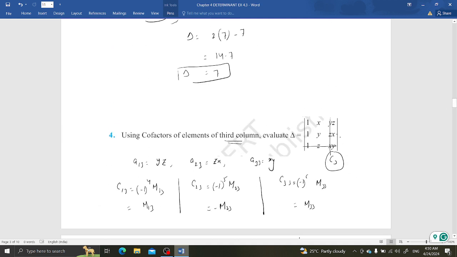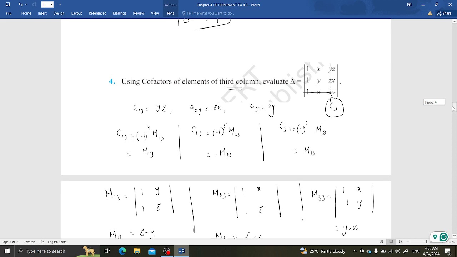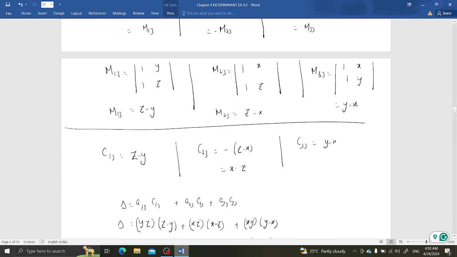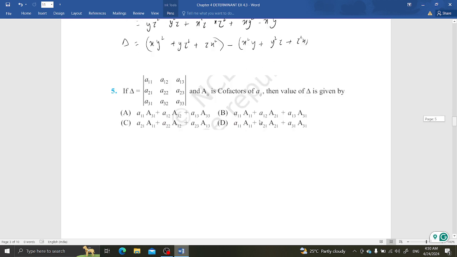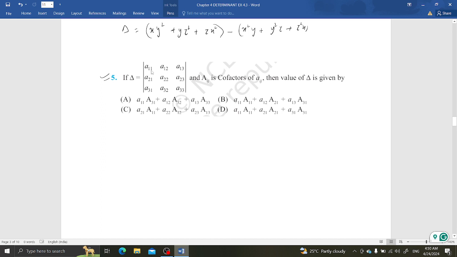Along the third column we are expanding, YZ, ZX and XY. Yeah. Now move on to the last one. Here we are saying in the fifth question that A11, A12, A13, A21, A22, A23 and A31, A32, A33, Aij is a cofactor of aij. Here see, they are changing the Cij as Aij, because in all the four questions I am using Cij. So here I will use Aij because they give that the cofactor corresponding to element aij they are representing. Then the value of the determinant is given by, okay, I will check.